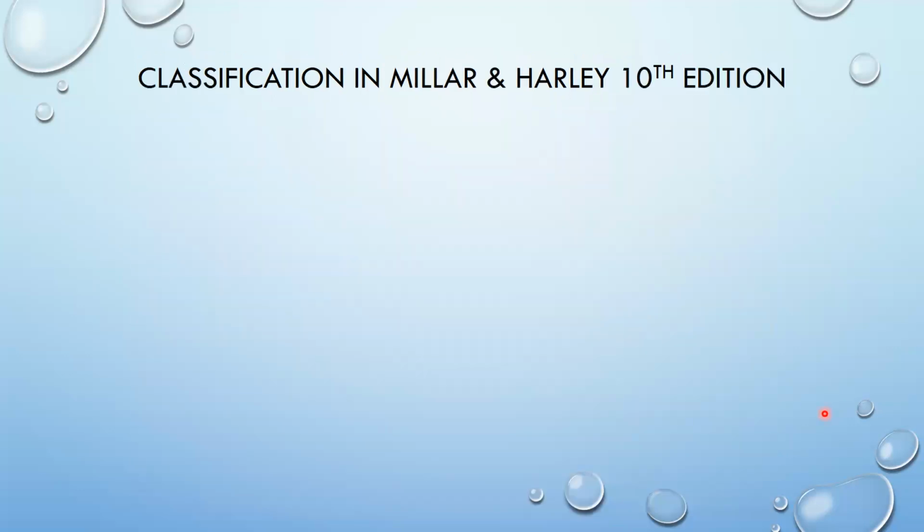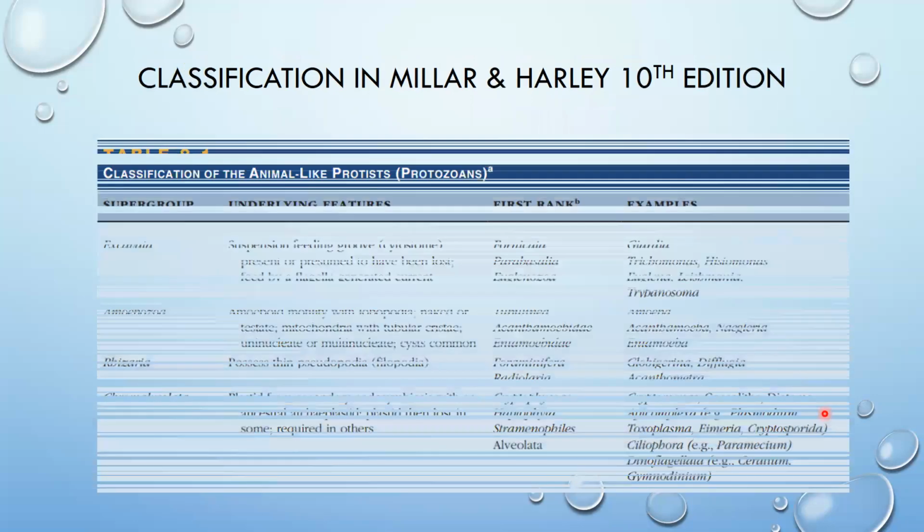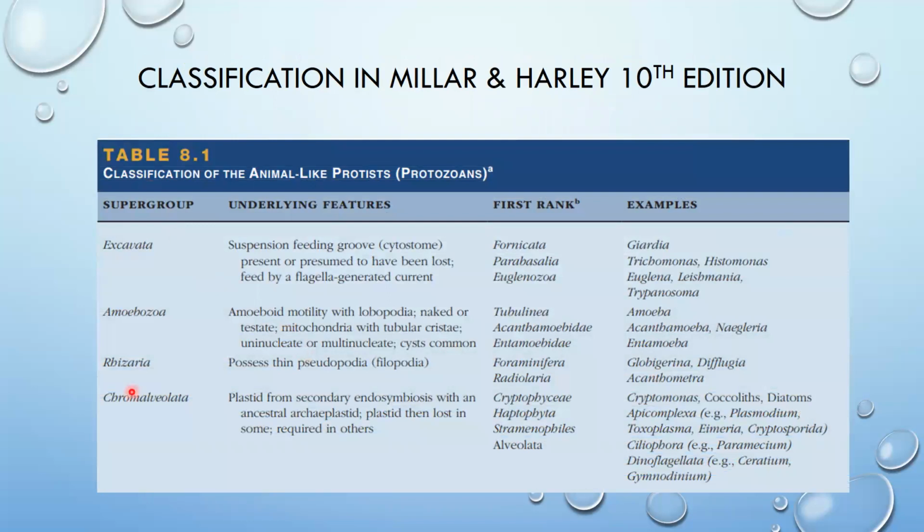Now we have classification according to the Miller and Harley 10th edition. So according to this, these are the supergroups. The supergroup Excavata includes the suspension feeding individuals, and their first rank and their examples have been mentioned here: Fornicata, Parabasalia, Euglenozoa, and these are their respective examples.